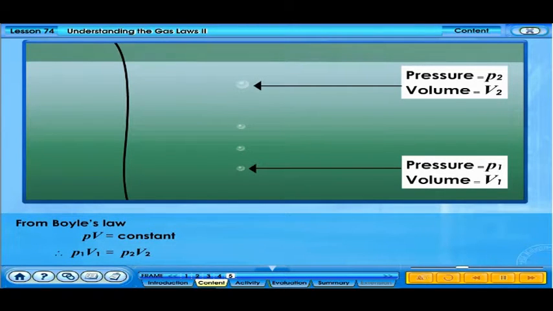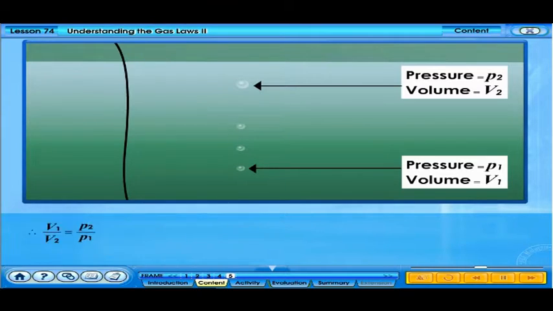From Boyle's law, PV equals a constant. That is, P1 V1 equals P2 V2. That is, V1 over V2 equals P2 over P1.